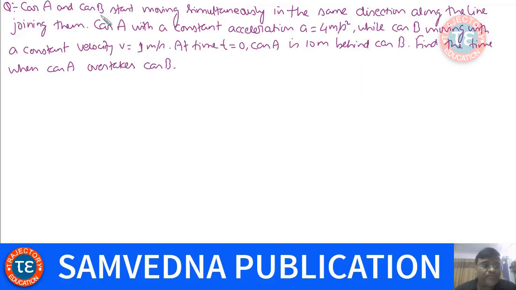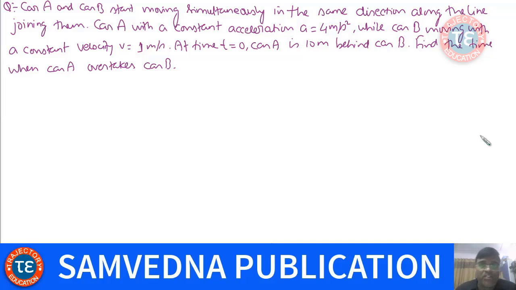Okay, let's move to the next question. Car A and car B start moving simultaneously in the same direction along the line joining them. Car A has a constant acceleration a equals 4 meter per second square, while car B is moving with constant velocity v equals 1 meter per second. At time t equal to 0 second, car A is 10 meter behind car B. Find the time when car A overtakes car B.